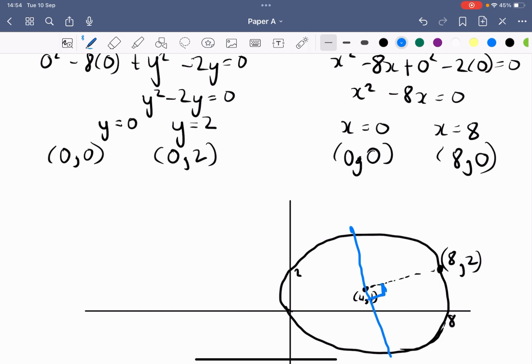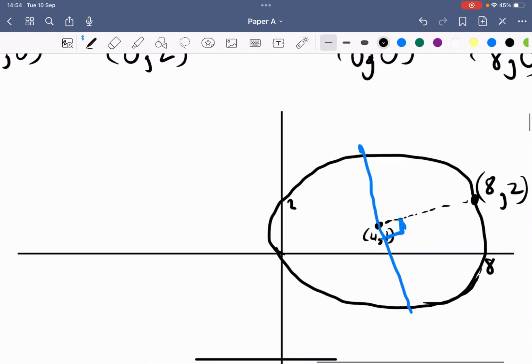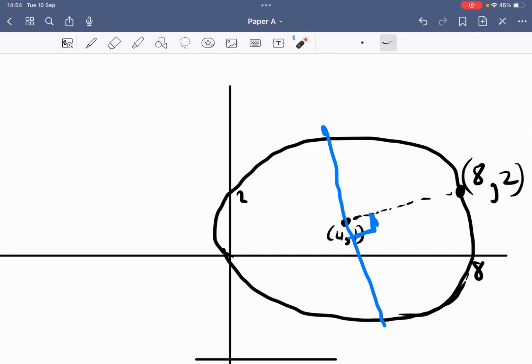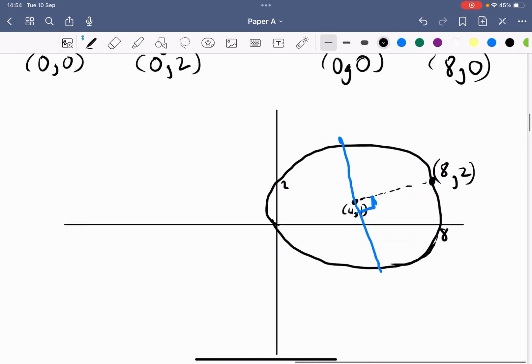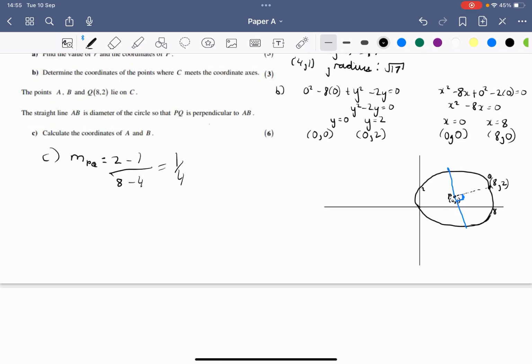Now, if we work out the gradient of this line here, this line's possible because we know the two coordinates, so we can work out the gradient of this, and from that we can work out the gradient of this. So I'm going to do that now. So the gradient of PQ is, and this means that the gradient of AB is minus 4 because it's a negative reciprocal.